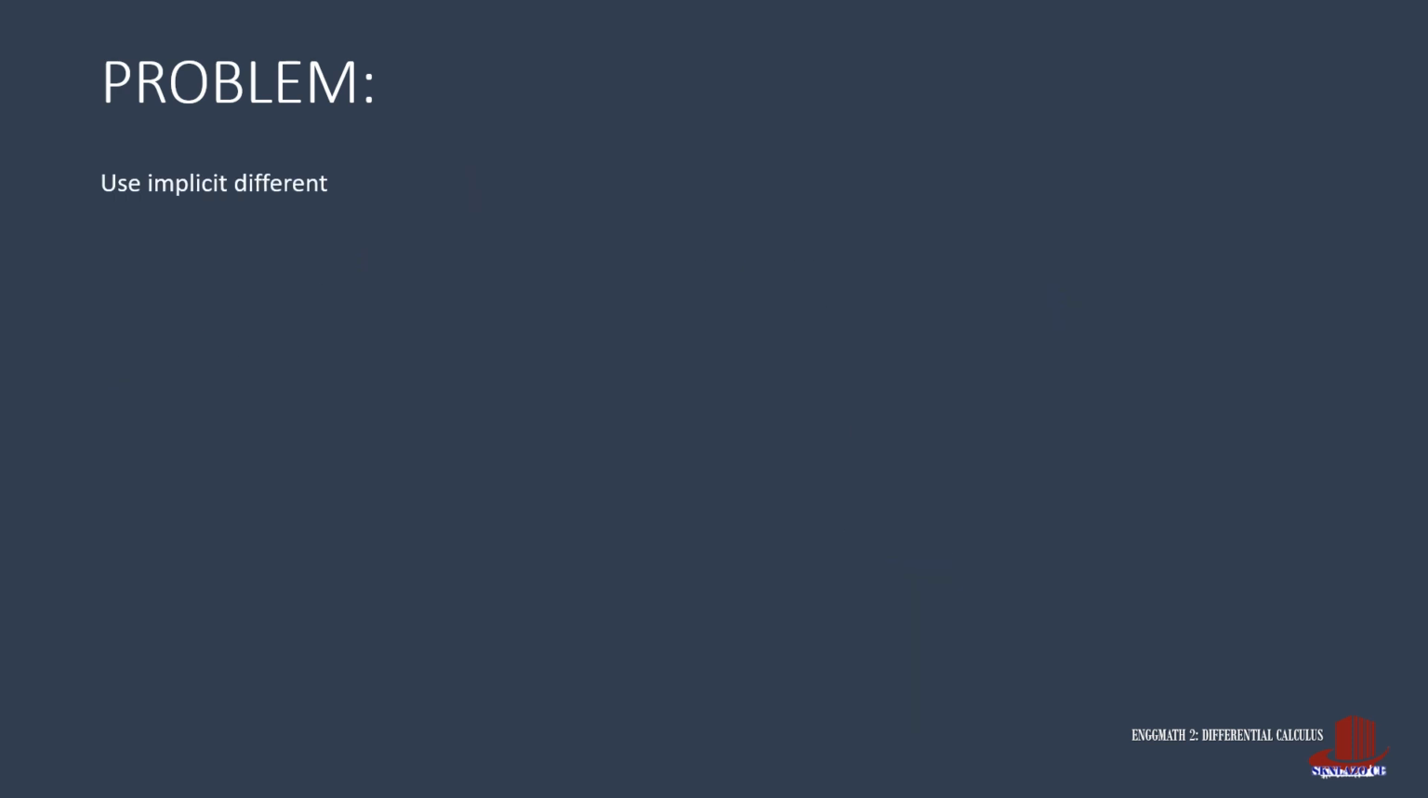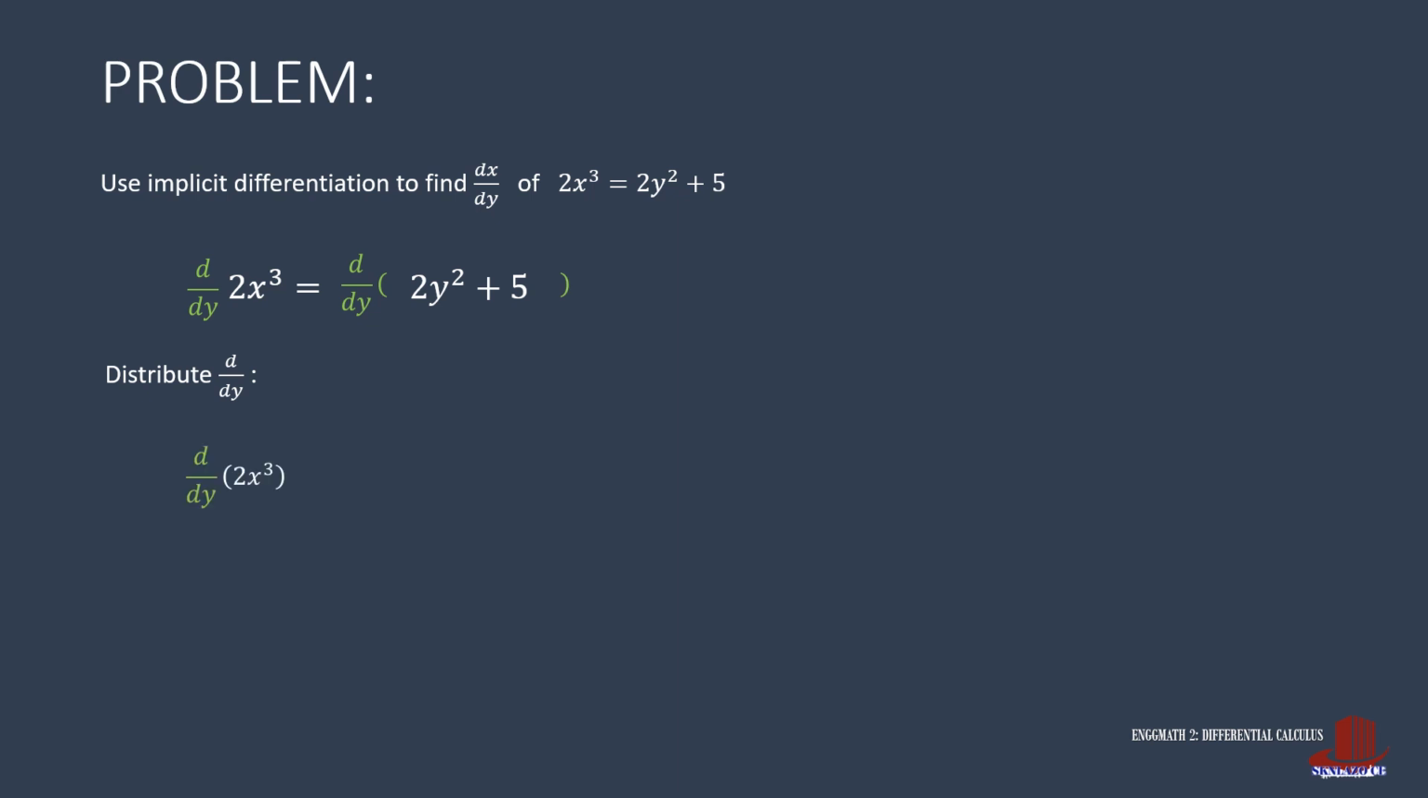How about if for the same function, what we are looking for is dx over dy? The pattern would still remain the same. So the first step is still to distribute d over dy to each term of the function. D over dy of 2x cubed is equal to the first distribution, making d over dy of 2y squared. Then, the second is d over dy of 5. Regardless of which variable the differentiation is with respect to, the rules remain the same. So d over dy of 5 is still 0.